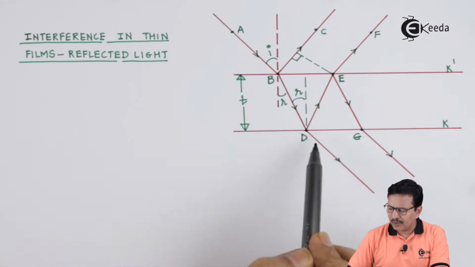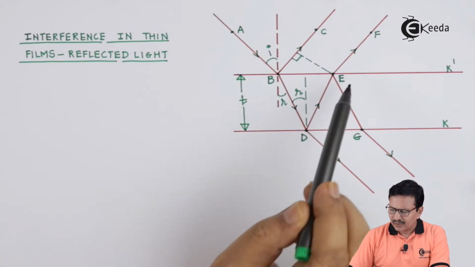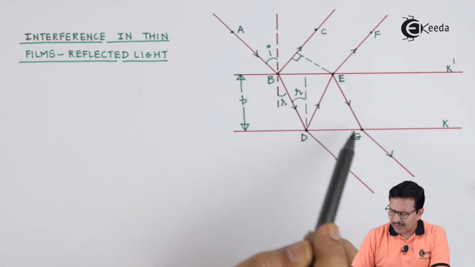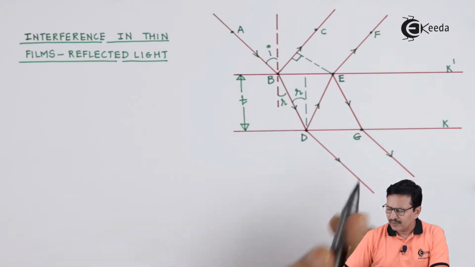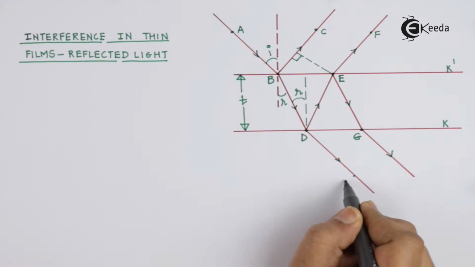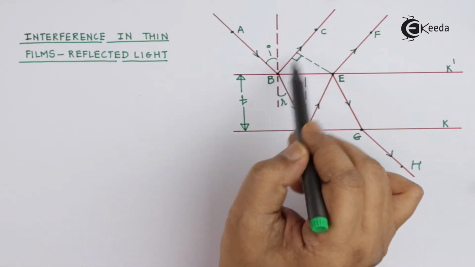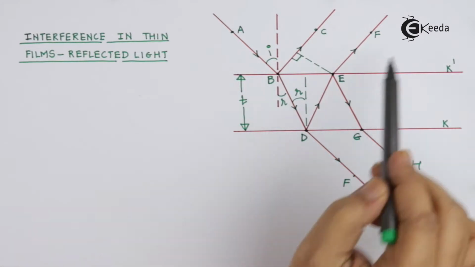Now when the ray reaches the point D, once again there is going to be a partial reflection and partial transmission. When the reflected ray reaches the point E, once again there is going to be partial transmission and partial reflection. And the same thing happens at the point G. So DF and GH are the two rays which are transmitted, and BC and EF are the two rays which are reflected.